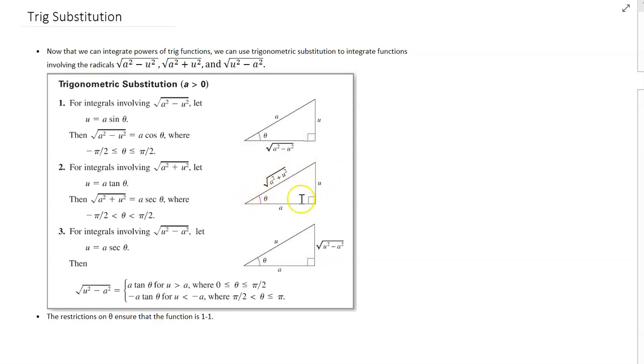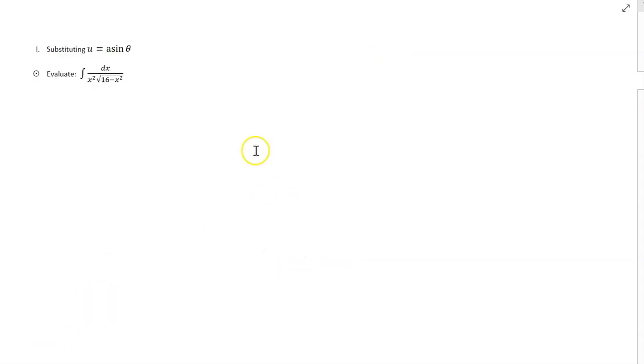And I don't necessarily recommend that you have these three triangles memorized. I think it's better to build them using SOHCAHTOA and the Pythagorean theorem. For integrals that involve the square root of u squared minus a squared, we want to let u equal a secant of theta and build this triangle. So the part that you want to know is which order of radical goes with which trig function. And keep in mind that the a should always be a constant, whereas the u is going to contain your x. So let's look at an example.